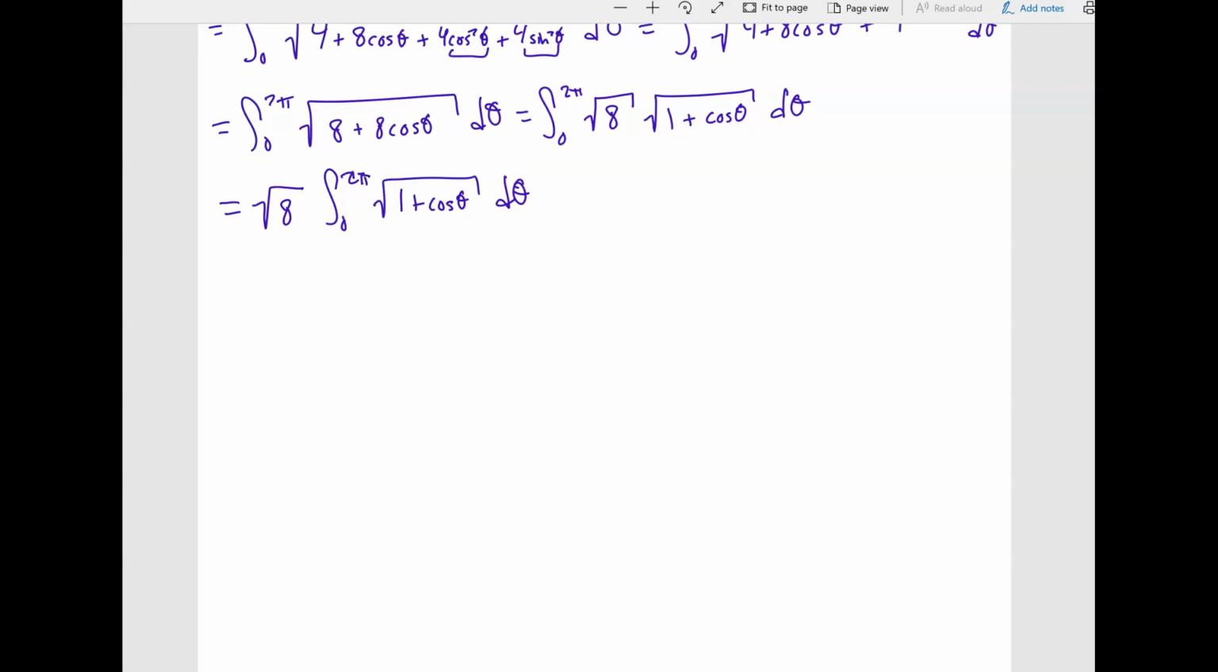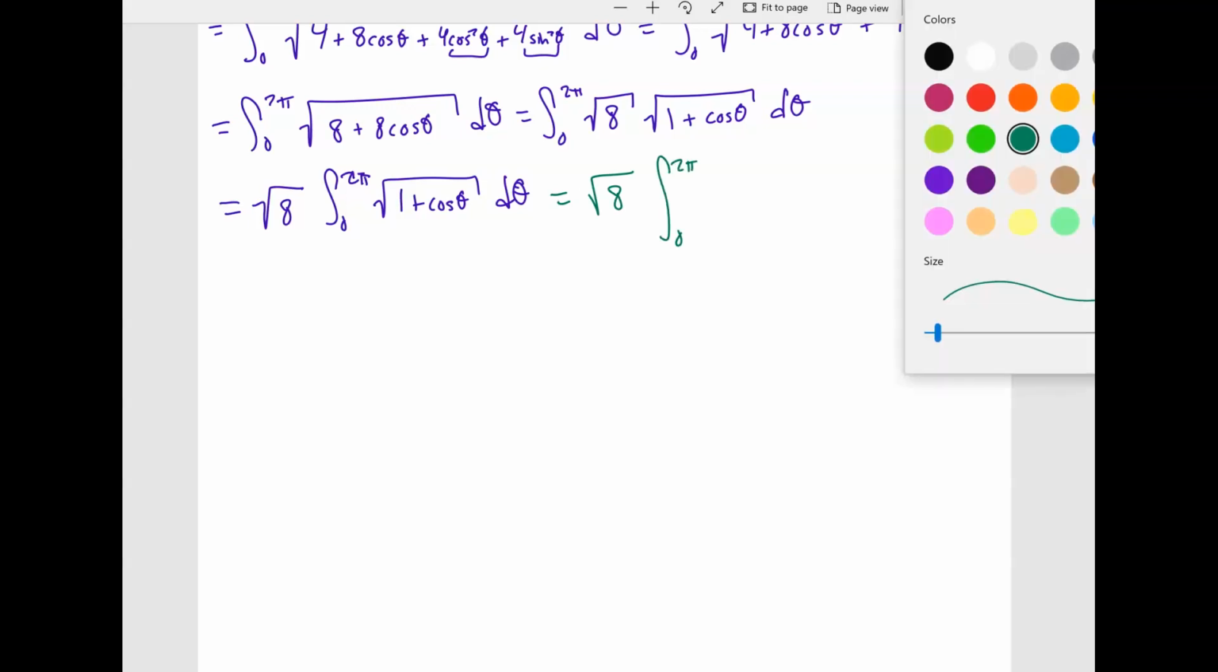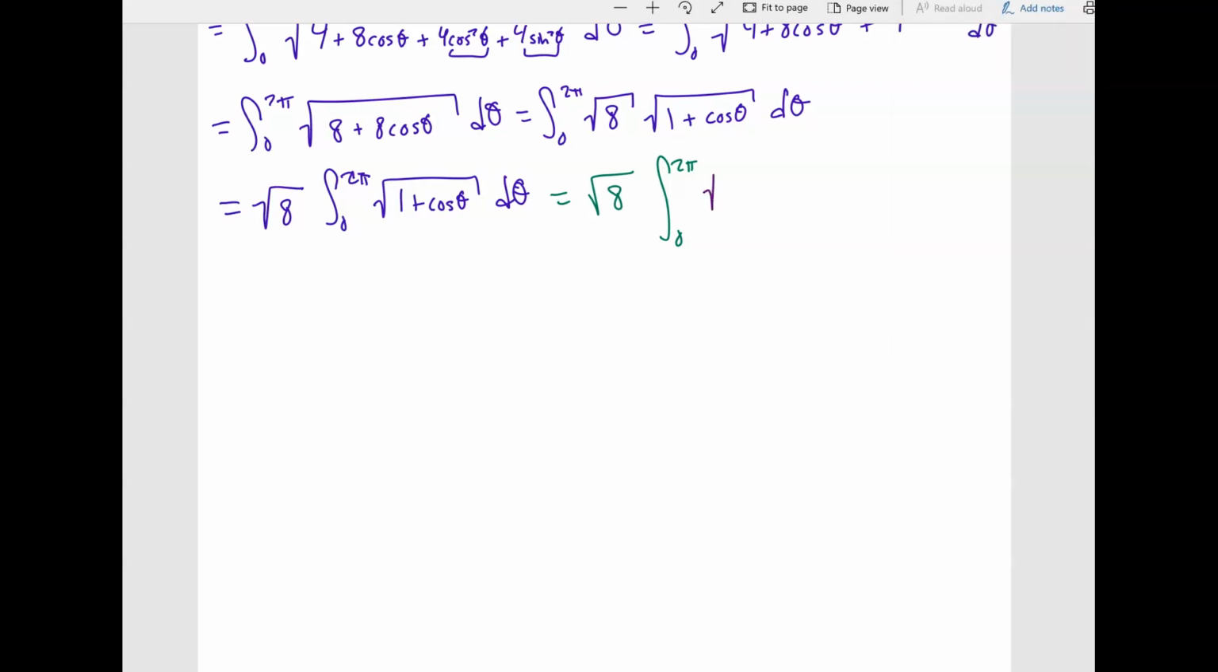There's many different ways you can do it. One way is to kind of use an identity. Here's what I'm going to do. I'm going to go ahead and just take this square root of 8, integral 0 to 2 pi. So here what we have is this square root of 1 plus cosine theta.